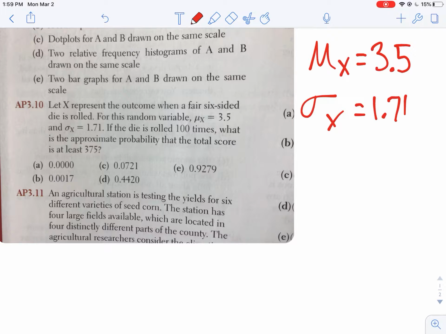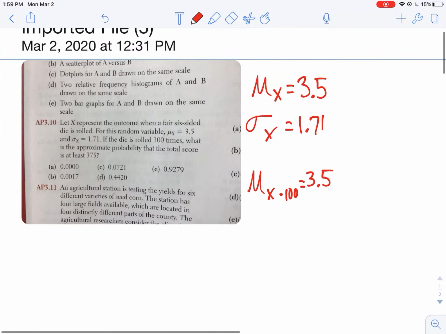We're talking if the dice is rolled 100 times. We're trying to find the approximate probability that the total score is at least 375. First thing we want to do is find the mean of 100 times. So we have the mean of once. If we do the mean of x times 100, it's pretty straightforward. Just do 3.5 times 100. And that tells you your expected score would be about 350. So if you did this 100 times, you'd expect to get about 350.